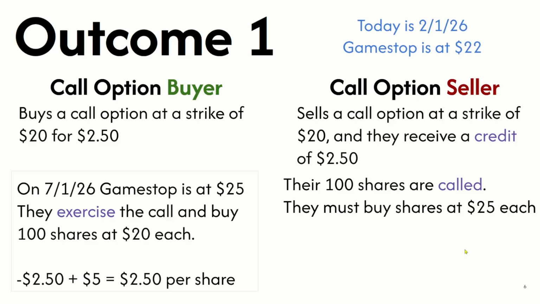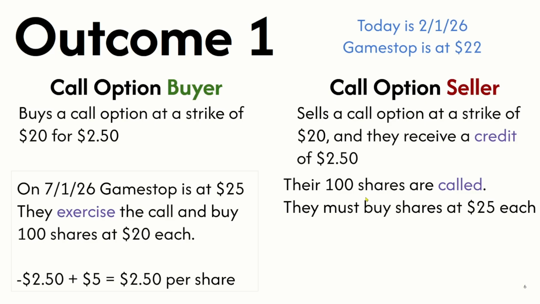So, there's different ways to look at this. One is that the call option seller already had 100 shares, and then they entered this contract. Another way to look at it is that, going into it, they did not have any shares. They can still take the other side of this bet without having any shares.